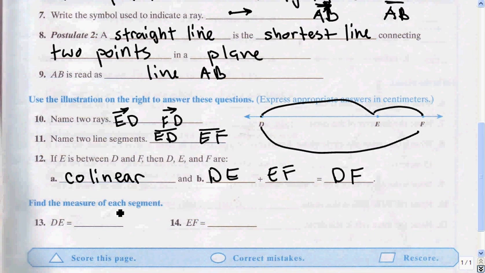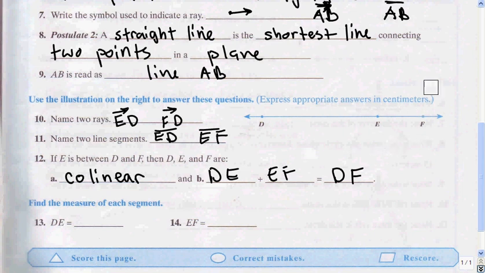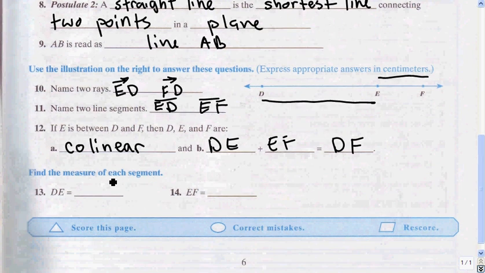Find the measure of each line segment. Well, that's something you're going to have to do on your own because I don't have a ruler. And so you've got to pull out your ruler and you're going to measure the distance from here to here. And then you're going to measure the distance from here to here. After you do that and you write it down here, you're going to be done with this page.